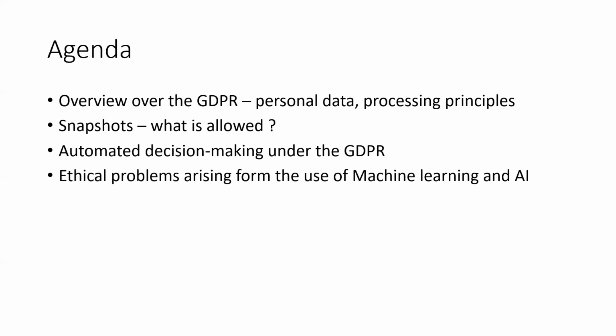Technically, the GDPR is technology neutral, meaning that it applies to all technologies that we have at the moment within the EU, but there are two special parts that are only dedicated to automated machine decision-making, sorry. The last part is going to be the ethical part. What are the ethical problems arising from the use of machine learning and AI, and why is this important to all of us?